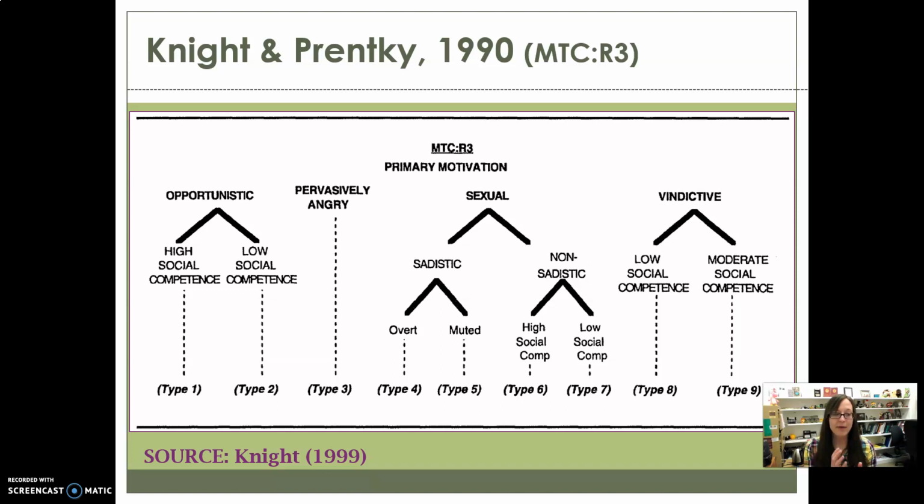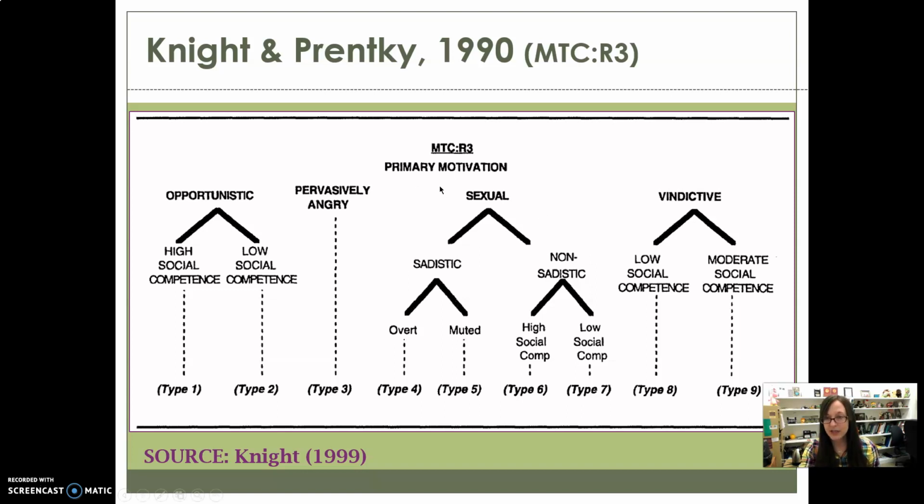Pervasively angry, these types are literally just angry at the world. They are angry at everybody. They hate everybody, and it's very similar to Groth's anger rapist in terms of what the crime would look like. So this is just people who are very angry and they want to take out that anger on somebody.